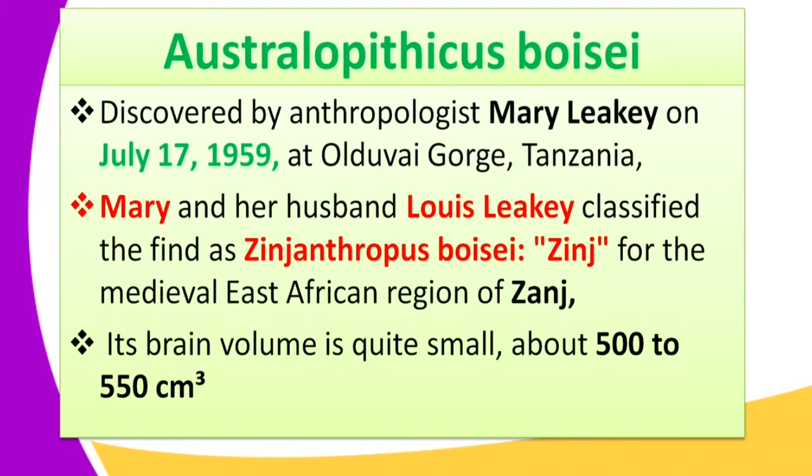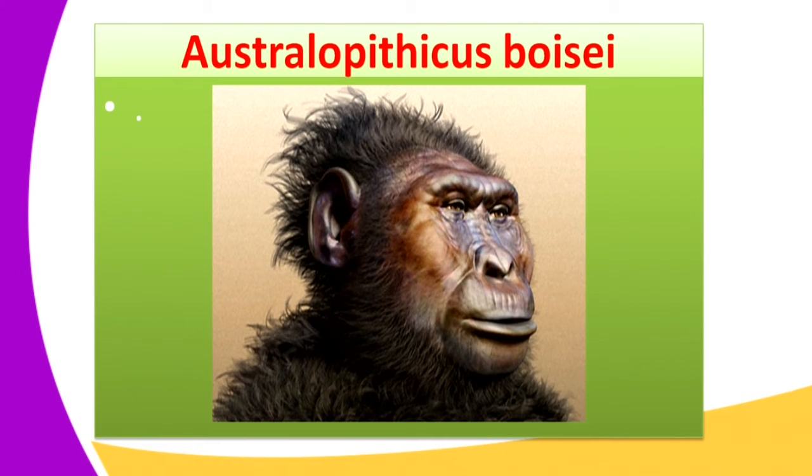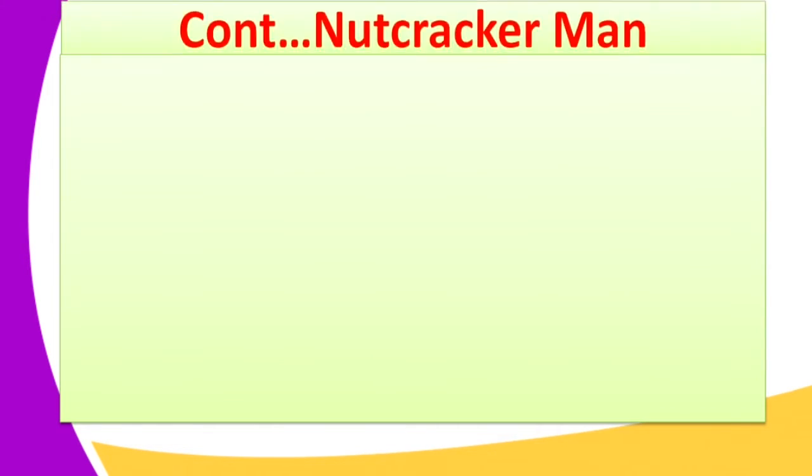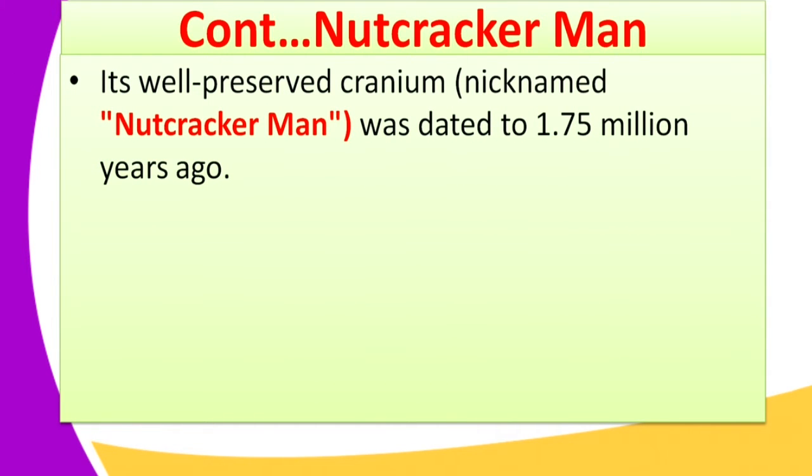Australopithecus boisei, this is a picture of Australopithecus boisei. It is just the same as Australopithecus robustus, but there is a slight development as far as the physical features are concerned. It is also known as the Nutcracker. And it was a well preserved cranium nicknamed the Nutcracker, and it was dated 1.75 million years ago. This is a Nutcracker.